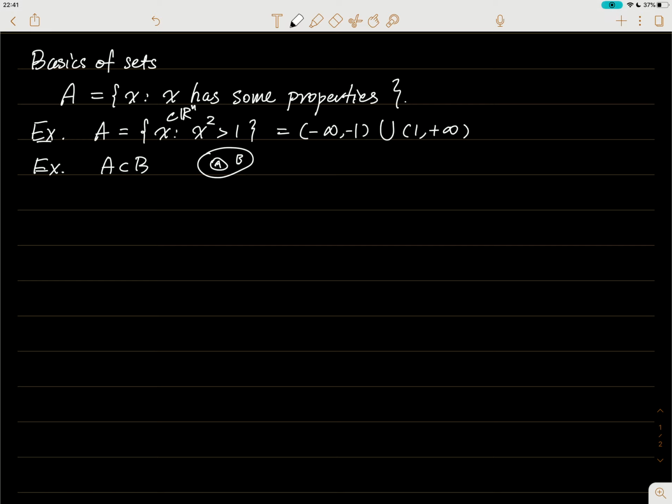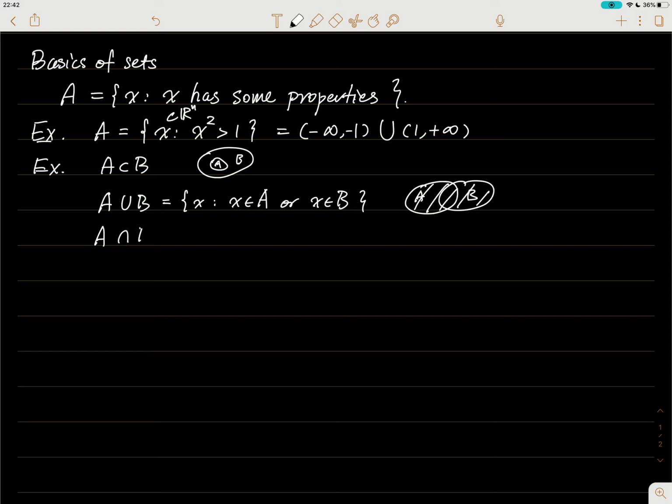The union of A and B is just all the elements that are in A or in B. Okay, so we can show the picture. If this is the A, this is the B, then the union of them is just all the area they can cover.